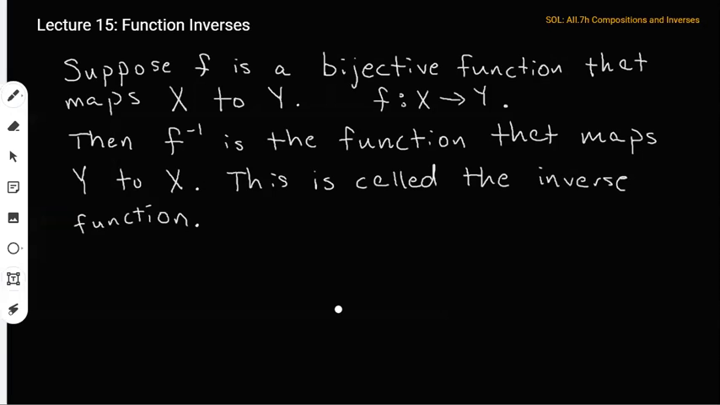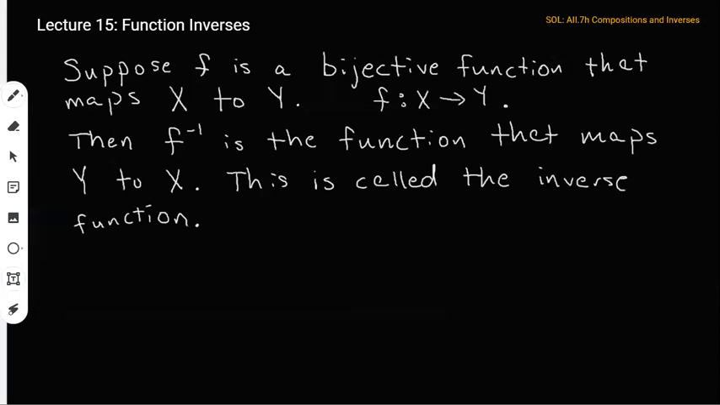All right, I'm gonna dim the lights a little bit so you guys can see. There we go. Okay, so if we have a function f and we know it's bijective, then we know that it has an inverse function. And we call that f inverse, or f negative 1.